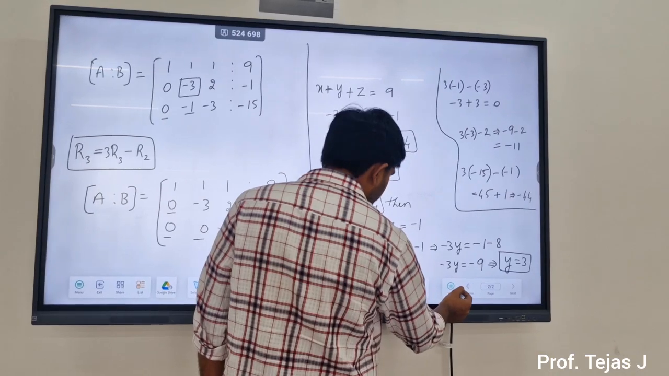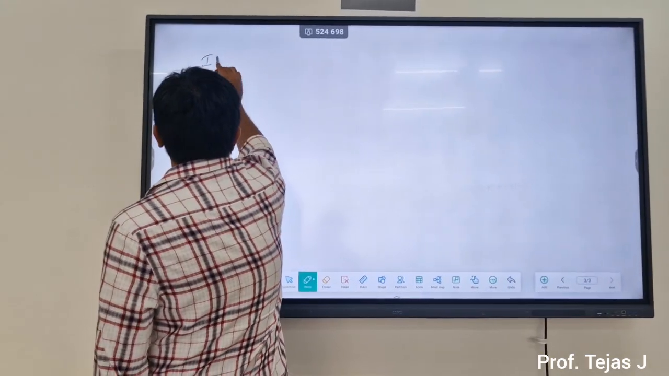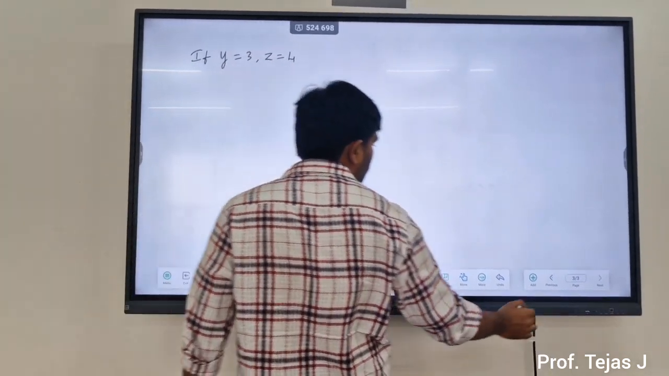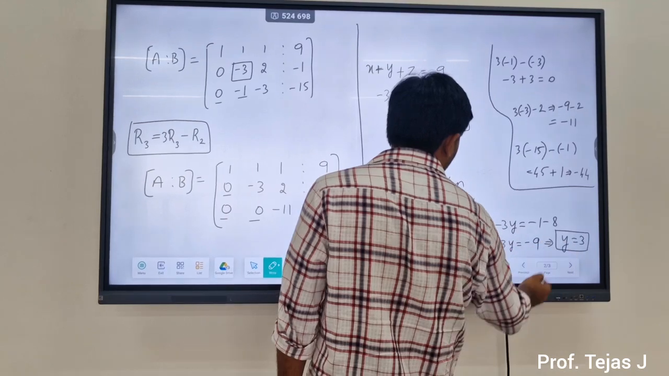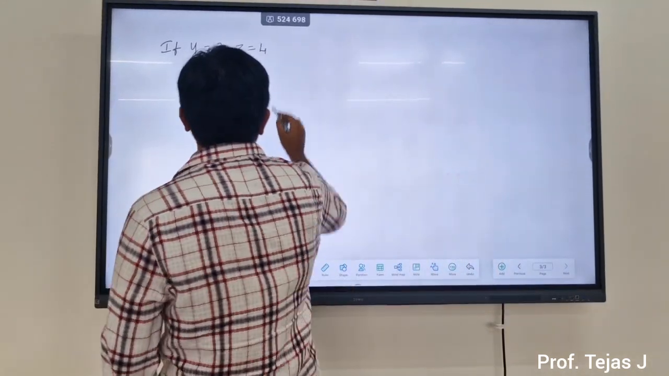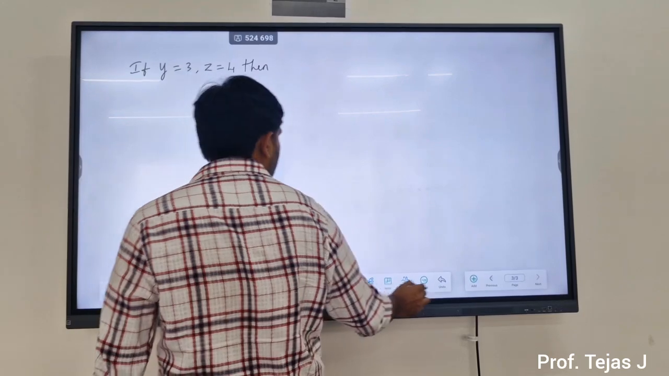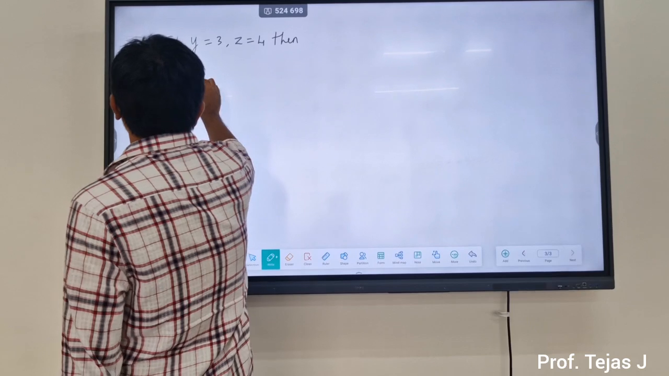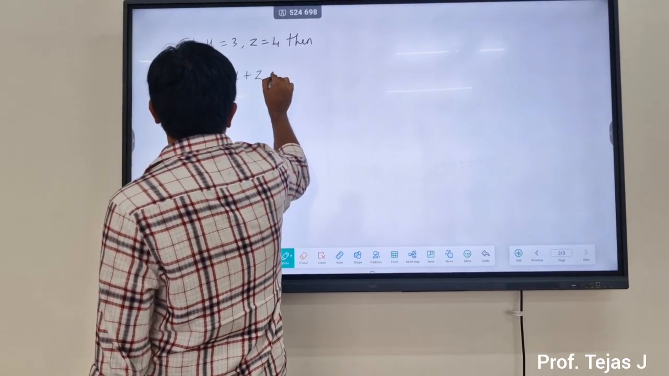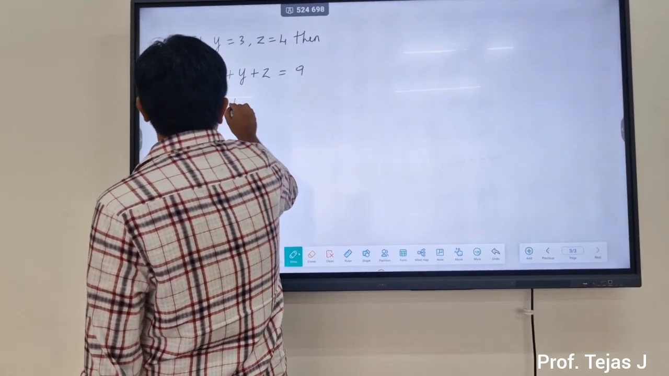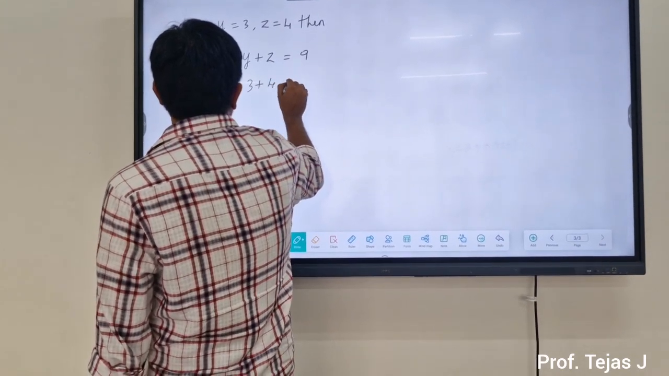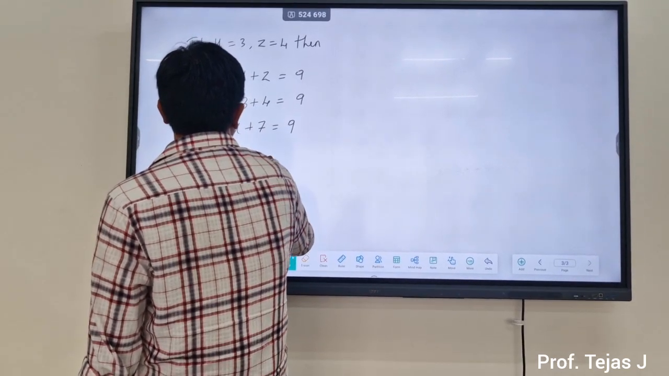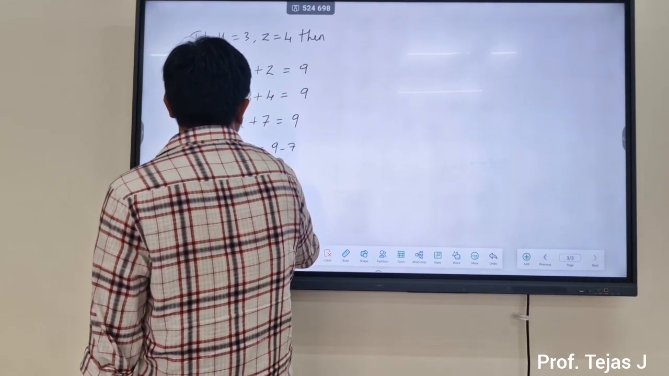Similarly, okay, if y equals 3 and z equals 4, if I use these two values, y as 3 and z as 4, then what might be the x value from equation 1? So we have the equation x plus y plus z equal to 9. So x plus 3 for the y value and z is 4 equal to 9. X plus 7 equal to 9 and x will be 9 minus 7, which is 2.